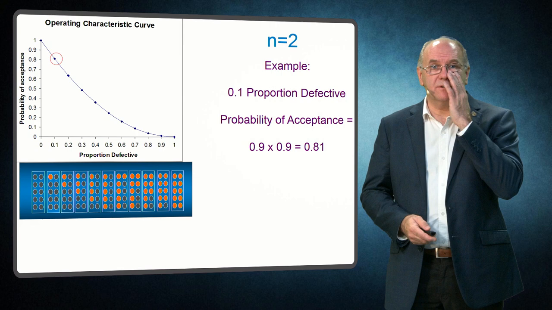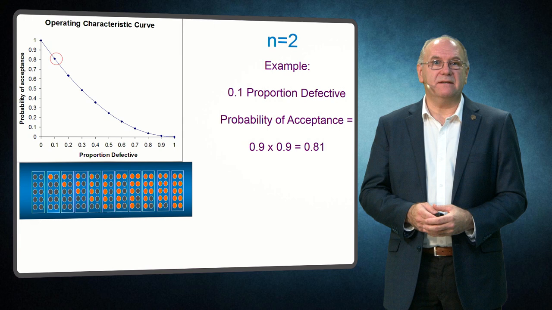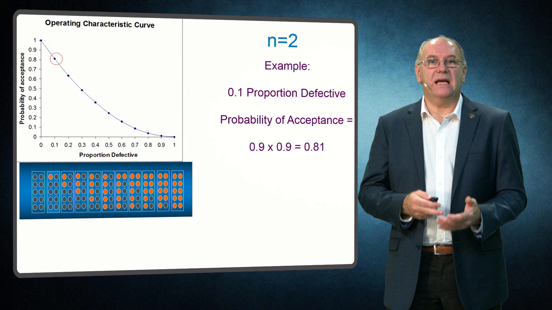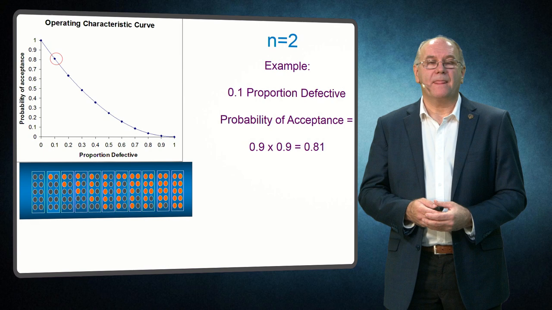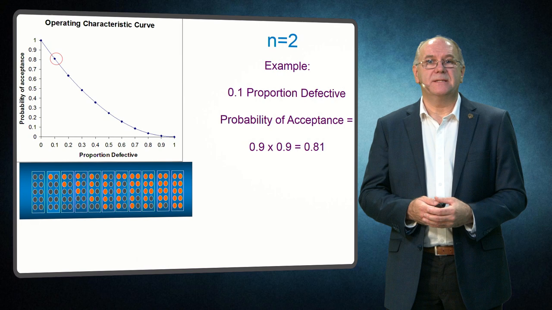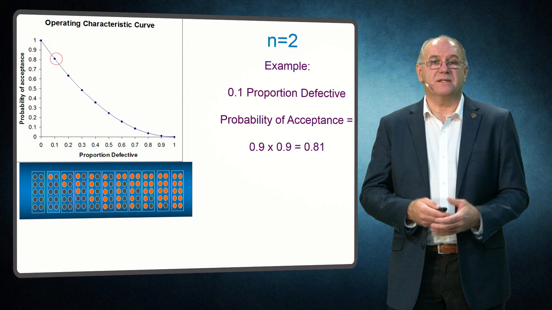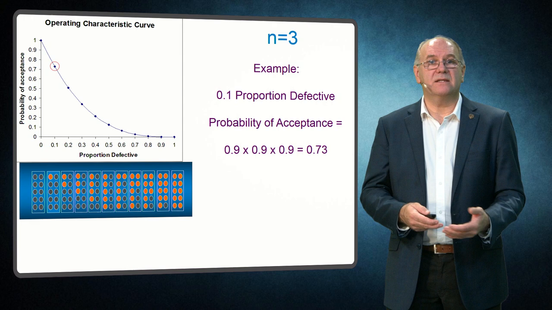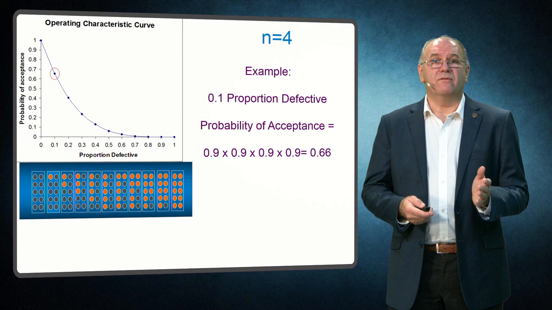Let's take a look then if we take two samples. Using our example of 1 out of 10 defective, or 0.1 defective, each time we take a sample, it has the same chance of being accepted at 90%, or 0.9 probability. So the probability of accepting the lot, if we take two samples, is just a product of this: 0.9 times 0.9, which gives us 0.81. The same principle applies if we take three samples: 0.9 times 0.9 times 0.9, or 0.73. And this is how the slope of the curve increases as we take more and more samples.